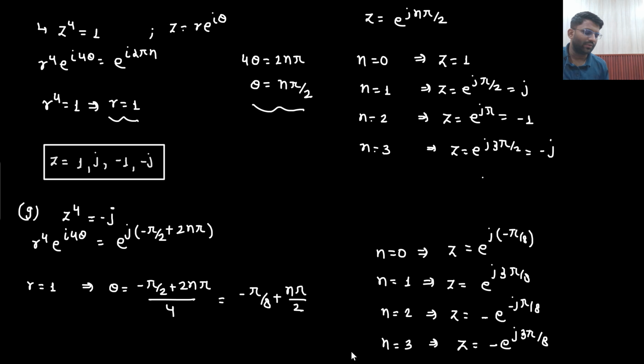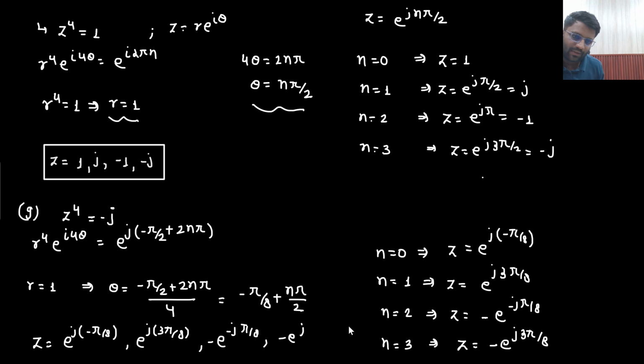No one will ask you to solve these values further. The values are e to the power j minus pi by 8, e to the power j 3 pi by 8, with the negative sign e to the power minus j pi by 8, and with the negative sign e to the power j 3 pi by 8. Okay, so these are the values of z. Understandable? So this was your G option.